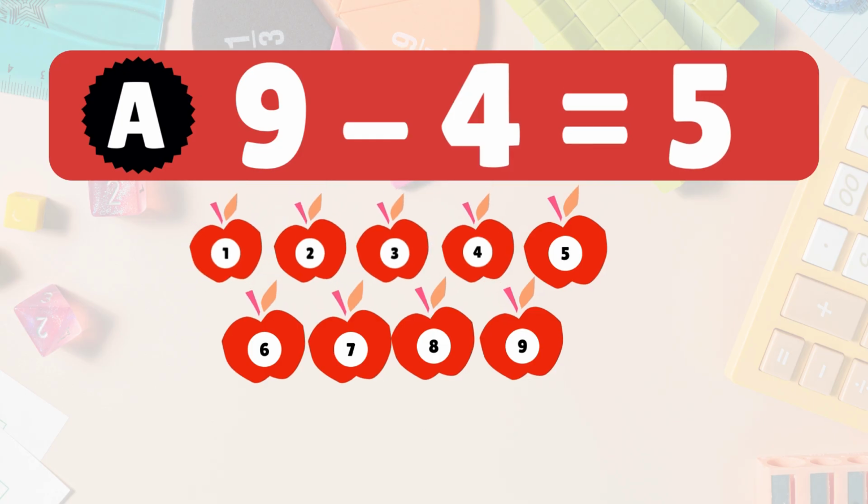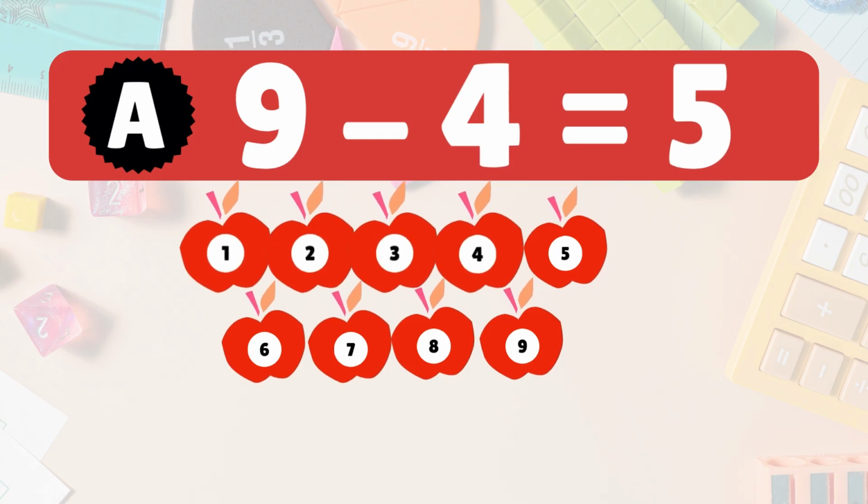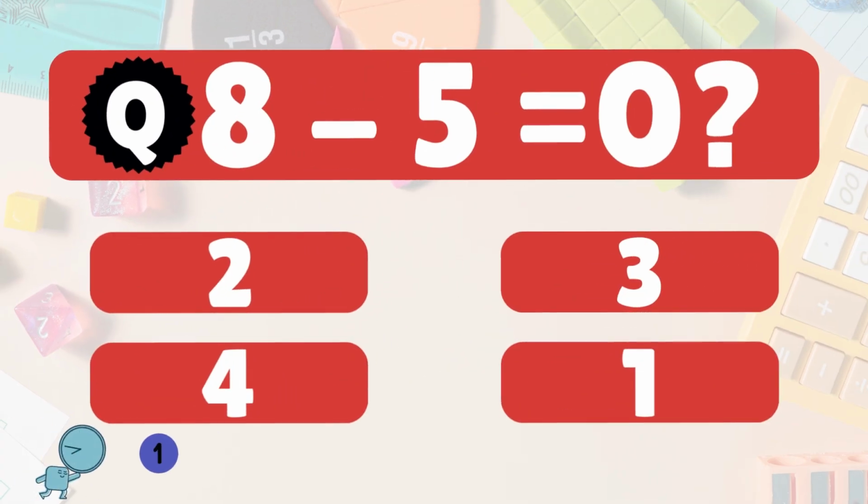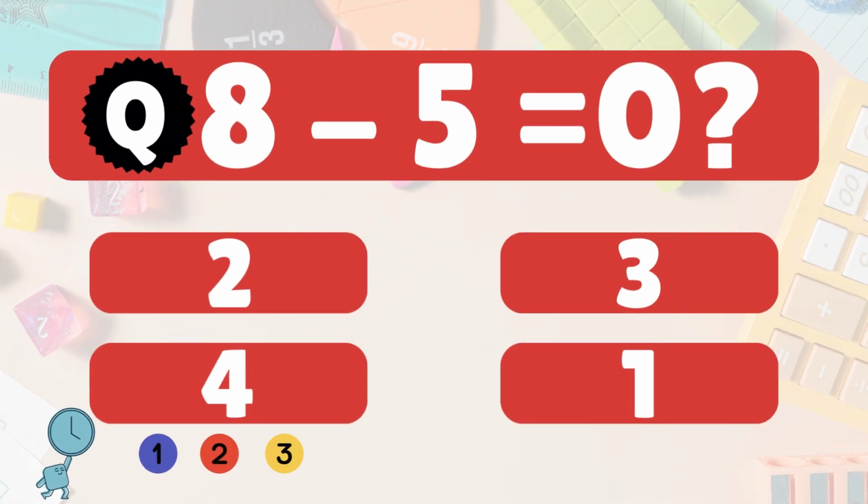We have 9 apples. Take away 4 apples. 1, 2, 3, 4. How many are left? 1, 2, 3, 4, 5. That's right. 9 minus 4 is 5. Great job. Next, 8 minus 5 equals what?